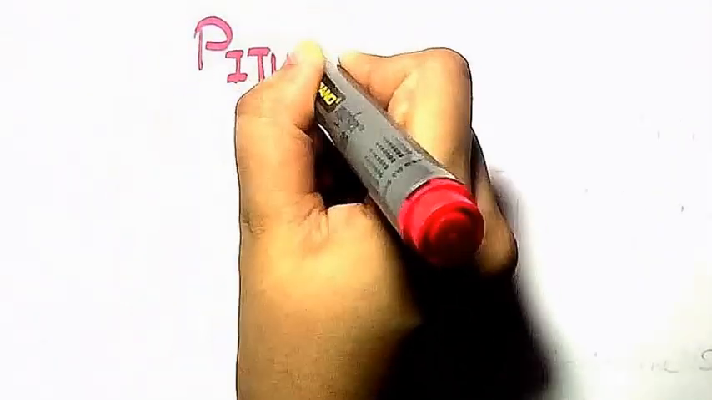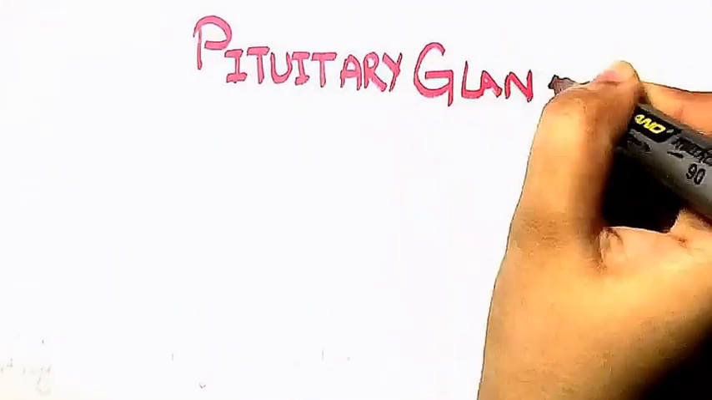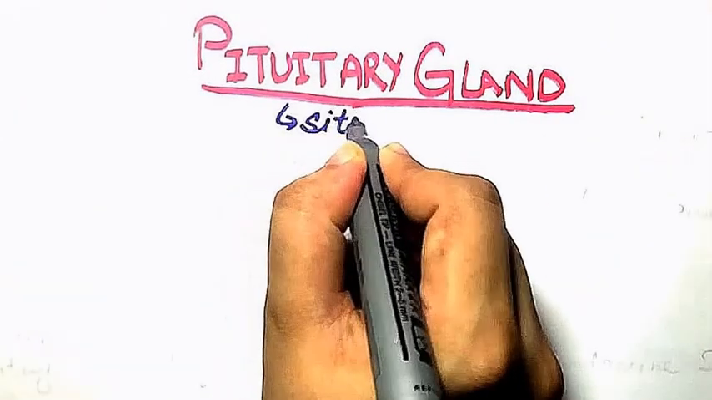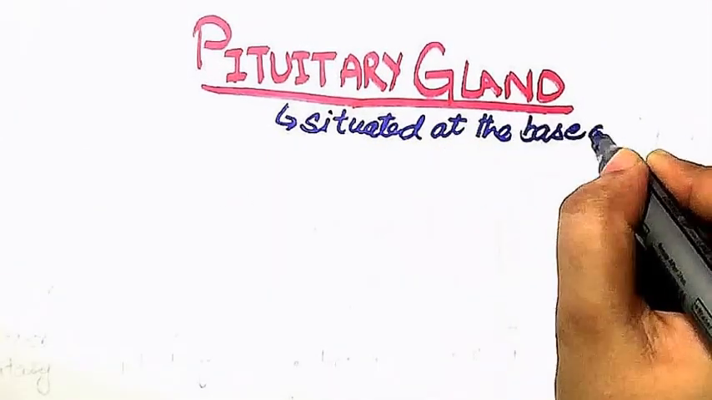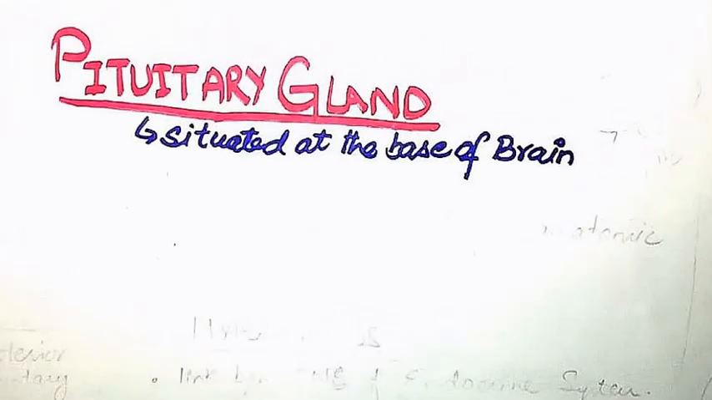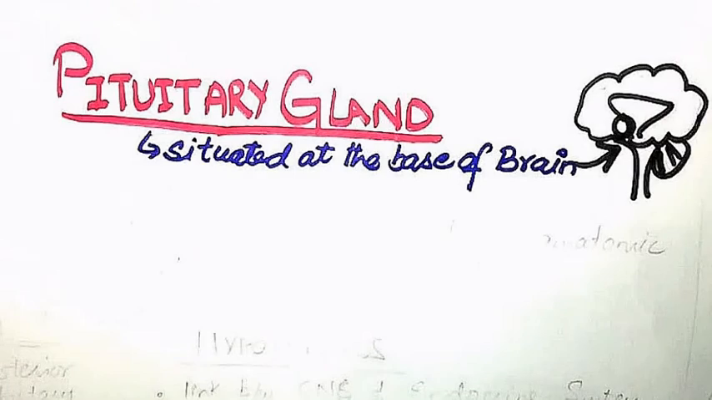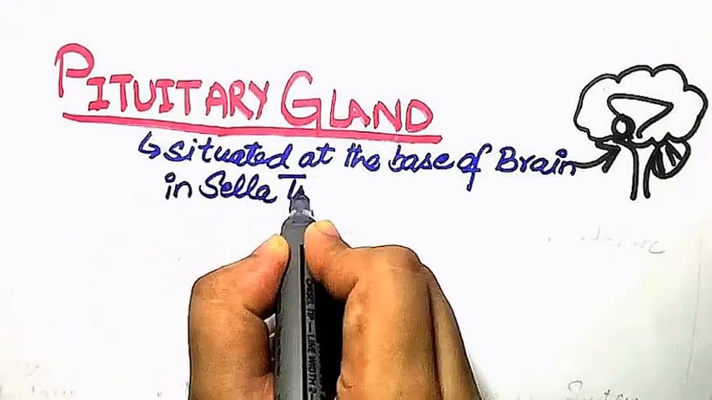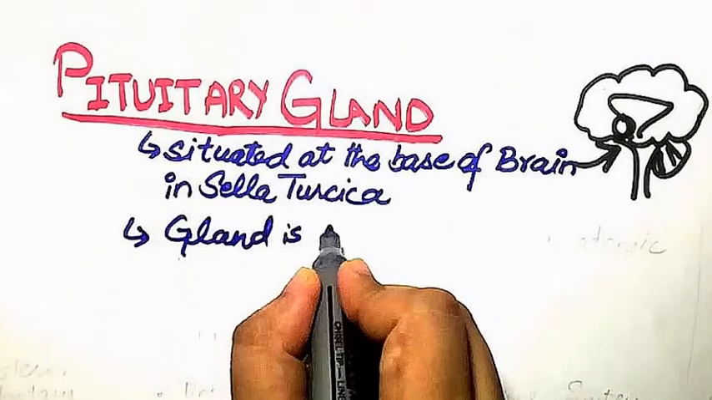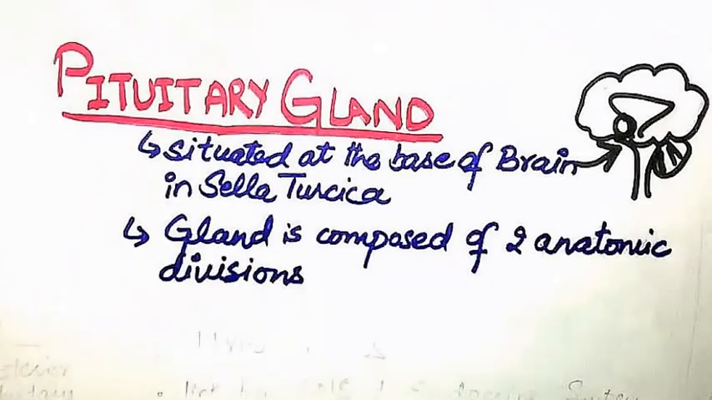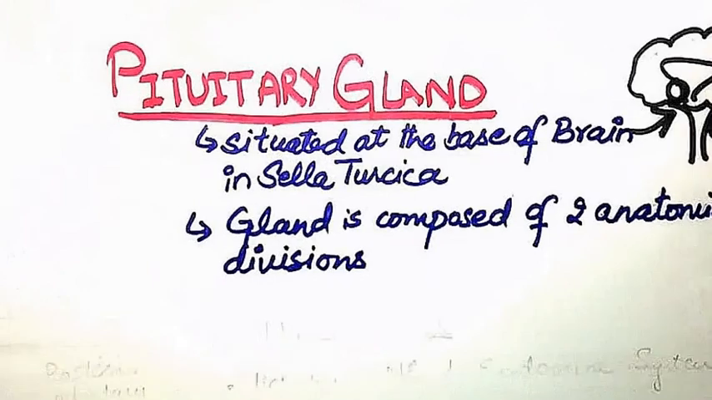Let's just discuss the pituitary gland. What is the pituitary gland? It is a major structure and a coordinating center for the control of many downstream endocrine glands. It is a pea-shaped structure situated at the base of the brain, lying in a pocket of the sphenoid bone called the sella turcica. The pituitary gland consists of two anatomic divisions: the anterior pituitary gland and the posterior pituitary gland.